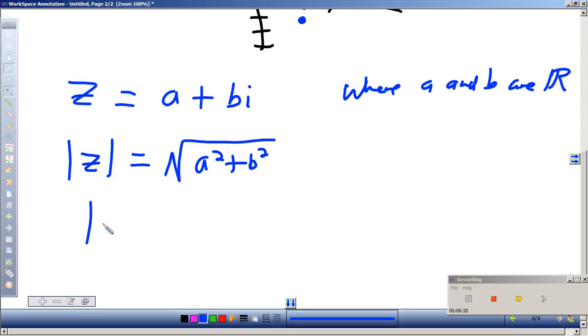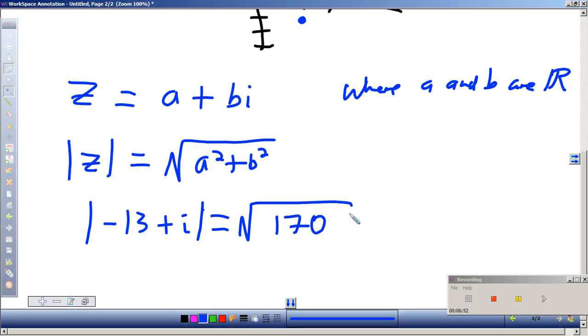So what is the absolute value of -13 plus i? First, what is a? -13. What is b? 1. So -13 squared is 169, plus 1, 170. So the square root of 170. And 170 is 10 times 17, so I'm not going to simplify.